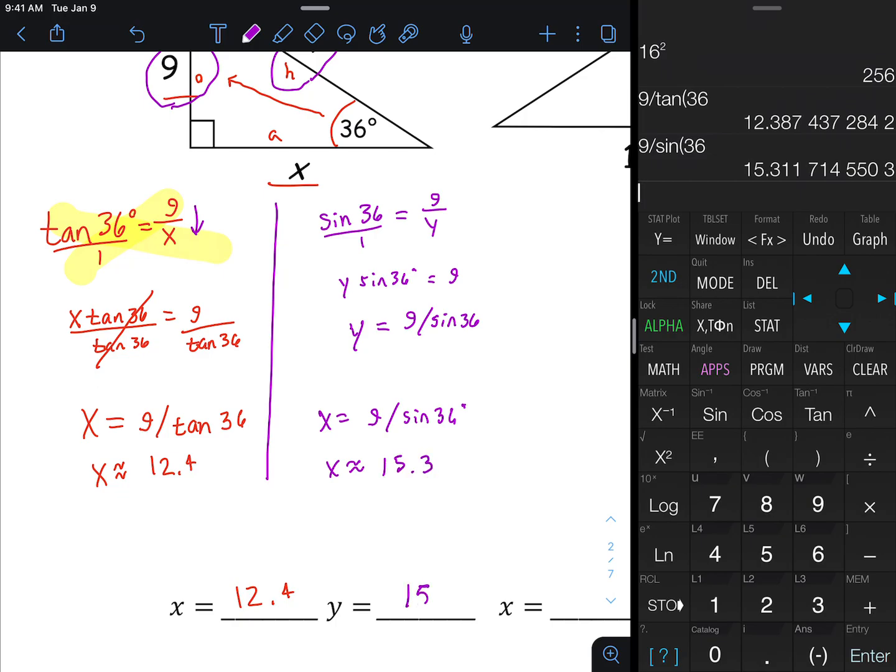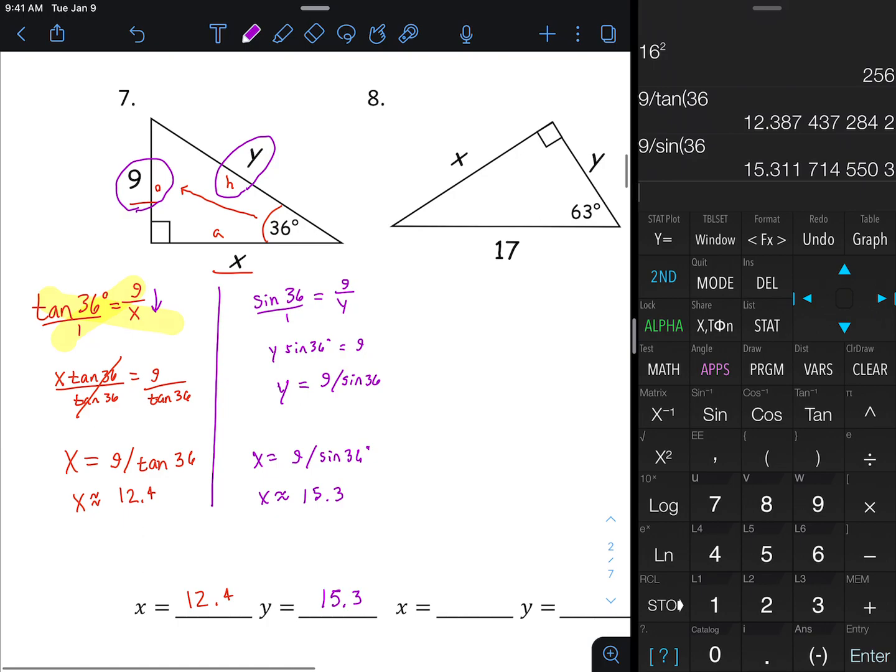I always like to take a step back and look again at the numbers that I solved for, and I want to make sure the hypotenuse, which in this case is y, is the biggest of the three sides. And you got 9, 12.4, and 15.3, so that does make sense. You do want that to be the largest side.